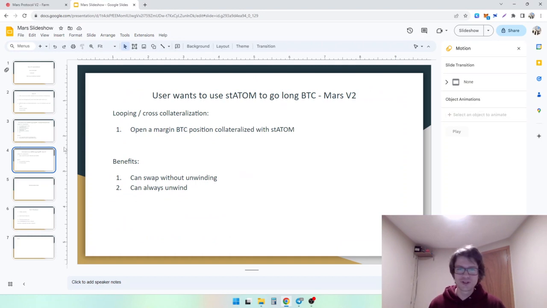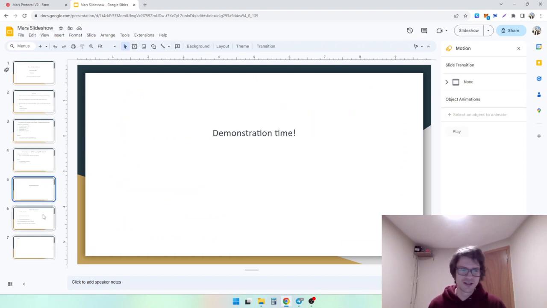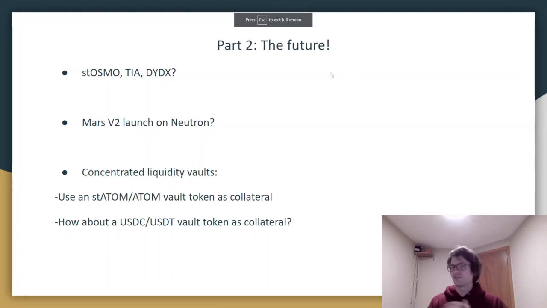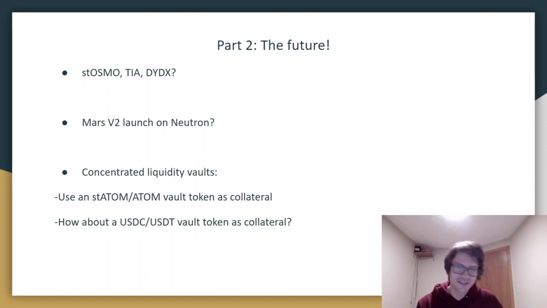But let's talk about the future. Okay, here's the future. One thing that I don't like about Mars currently is that it doesn't have enough tokens. There are some, like BTC, ETH, that's good. Osmo, Atom, but it's kind of lacking variety. But I think that's going to change in the future.